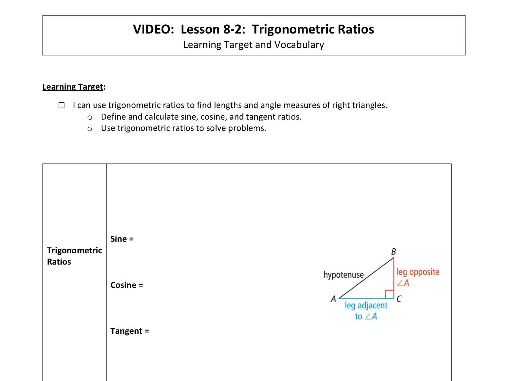Hello everybody, welcome to your 8-2 lesson on trigonometric ratios. Our learning target for this lesson, we're going to use trigonometric ratios to find lengths and angle measures of right triangles. We will define and calculate the sine, cosine, and tangent ratios, and we'll use trigonometric ratios to solve problems.